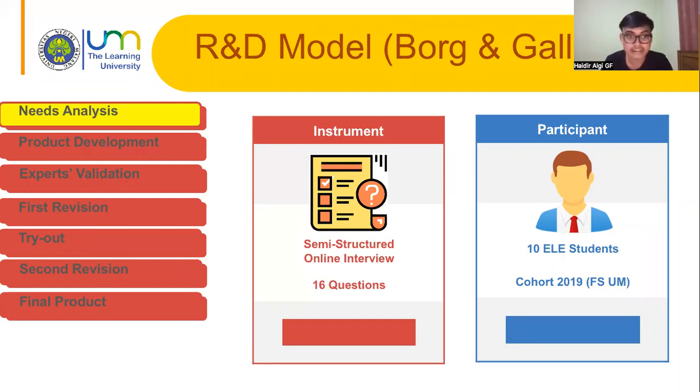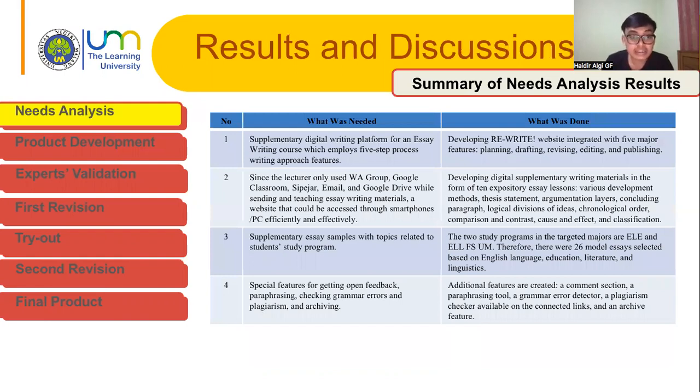Next, I also conducted a semi-structured online interview of 16 questions regarding the effectiveness of current digital writing platforms they have been utilizing in their classroom. The result indicates that 10 students agreed that WhatsApp group, Google Classroom, Sipajar, email, Google Drive, and Google Docs are not efficient enough in saving files because it is time-consuming and not integrated with the 5-step process writing approach. Moreover, most of them claim that relatable topics would motivate them better because they would have prior knowledge and experience to develop their essay structures.